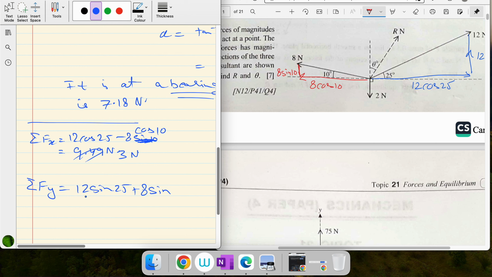And now on the other end, 12 sin 25 and 8 sin 10 are upwards, and we subtract 2, which is purely downwards. So 12 sin 25 plus 8 sin 10 minus 2, and we get 4.46.